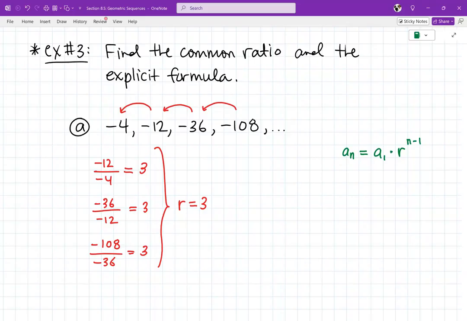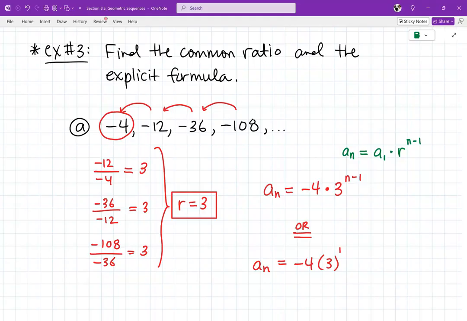Okay, so now I can write my formula. Let me put a box around this because this is one of the answers they wanted. So my formula is A sub n equal to, what's A sub 1? Negative 4. It's the first term, right? So negative 4 times R, which is 3, to the n minus 1. And there you go, you're done. I'm going to put an "or" right here, just in case you want to write it the other way. You could put negative 4 times 3 to the n minus 1.